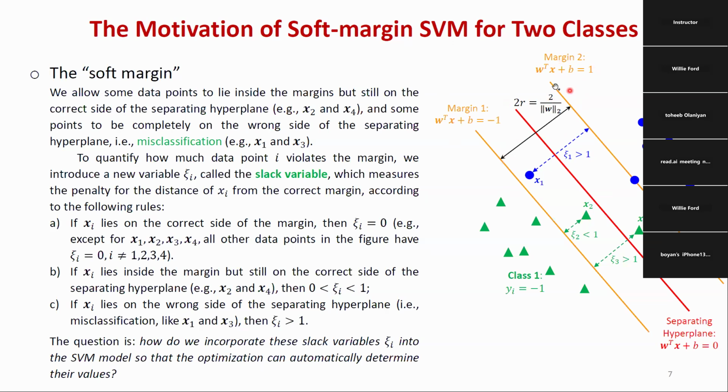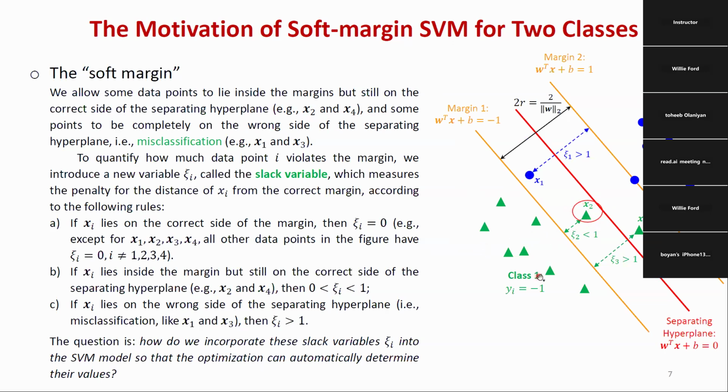First of all, the whole distance here is 2r, which, as we just derived, equals 2 over the L2 norm of w. Now let's consider this system. I marked x1, x4, x3, x2. These four data points are kind of like errors. Why? For example, we can have points on the correct side of the separating hyperplane but inside the margin, for example x2 and x4. You can see these two points. Let me circle them. X2 is here, x4 is here.